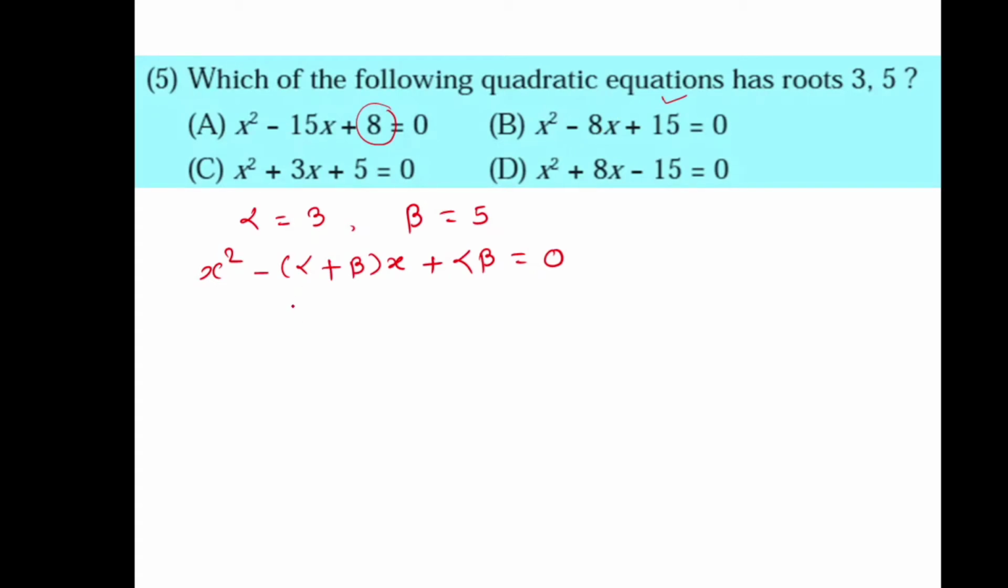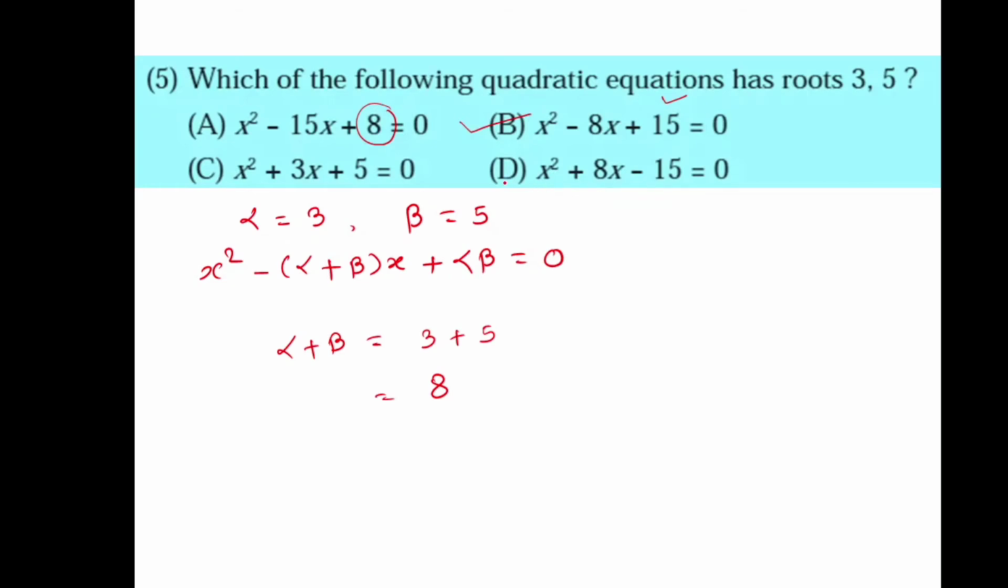8, which is the addition of these two roots, that is alpha plus beta, that equals 3 plus 5, that is equal to 8, along with the negative sign. So here the coefficient of x is the addition of the roots along with the negative sign, and the constant term is the product of these two roots. So both the conditions here are satisfied by these roots. That's why these are the roots of the second quadratic equation.